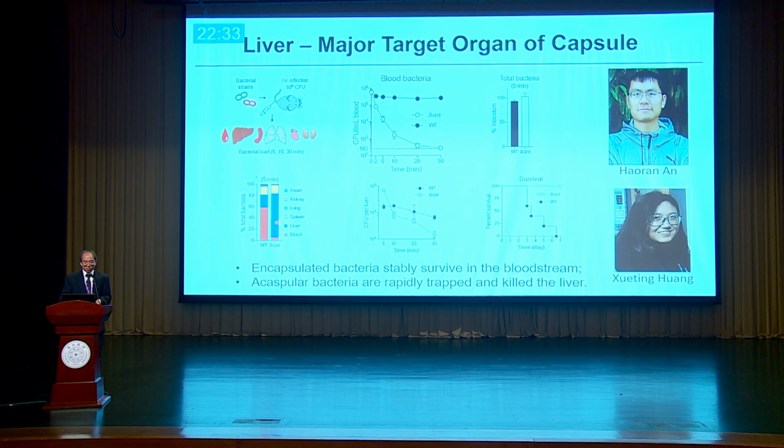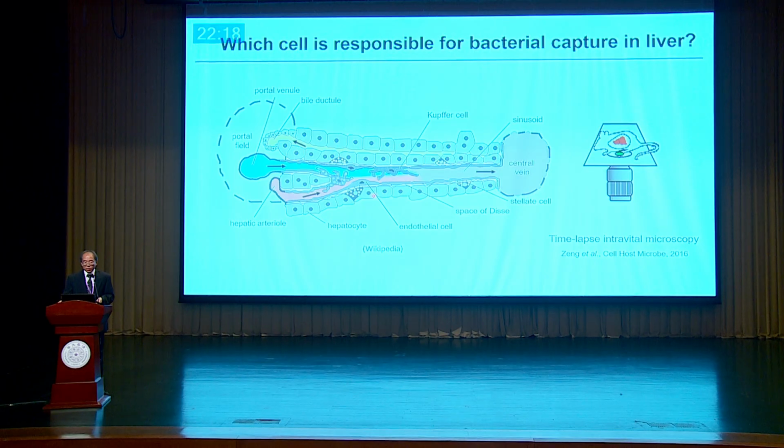This is the yellow section if you count bacteria in all the major organs. So they are not dying in the blood, they're trapped in the liver. However, with capsule, the bacteria will end up in the blood, right? So let's just watch a movie to see how that occurs. I'm going to use intravital microscopy imaging to show you how encapsulated bacteria and unencapsulated bacteria end up in the liver.